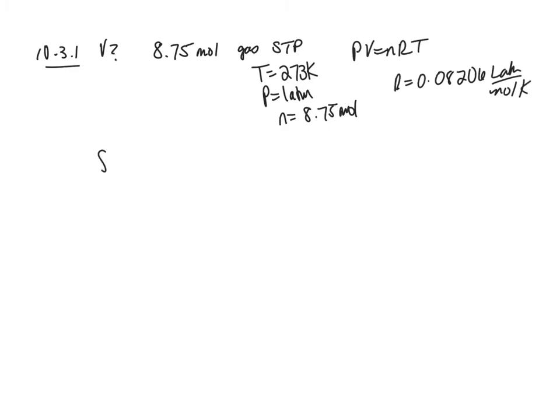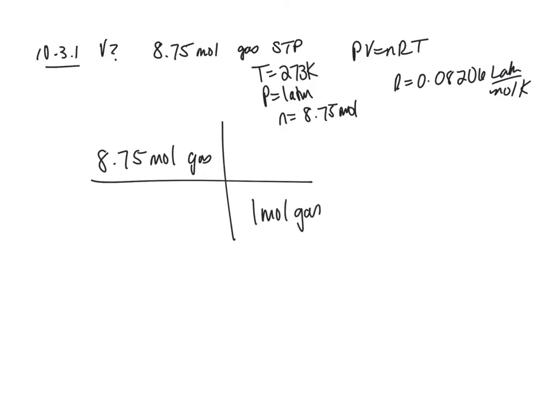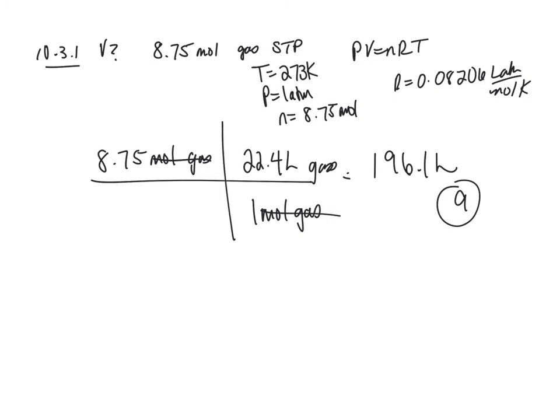Or you could just say 8.75 mole of gas, dimensional analysis, and for 1 mole of gas, we have 22.4 liters of gas. And then if you get your calculator out, you will see that works out to be 196.1 liters, and that is A. And the mole of gas cancels out.